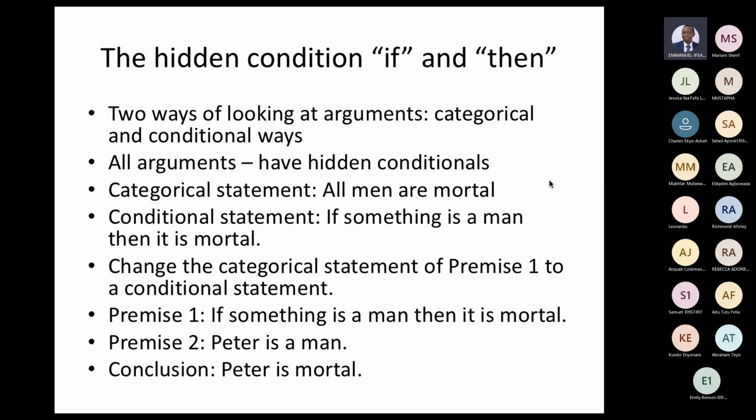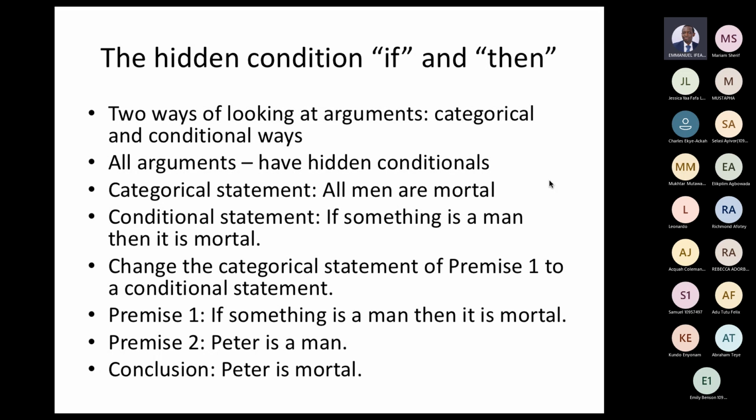Now, let's change the categorical statement of premise 1 of our deductive argument to a conditional statement. Instead of saying all men are mortal, we'll say premise one, if something is a man, then it is mortal. Premise two, Peter is a man. Conclusion, Peter is mortal. Now, this way of looking at the argument will show you how the argument flows and how valid the argument is.